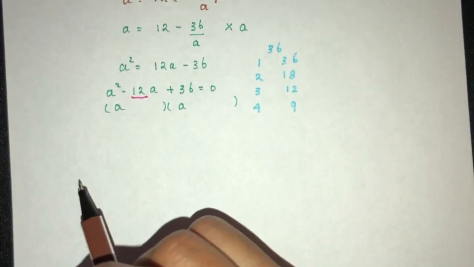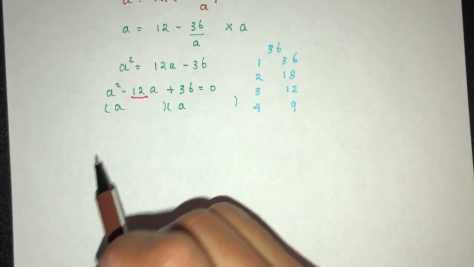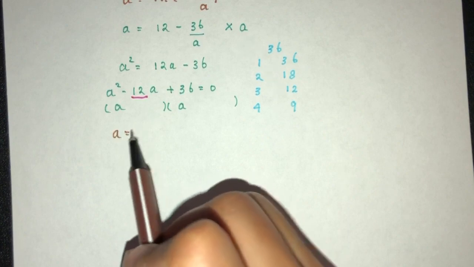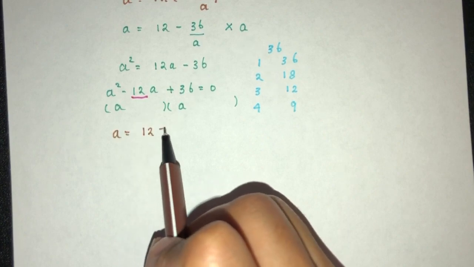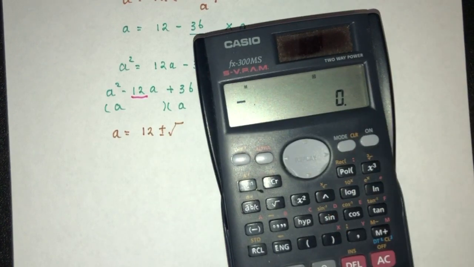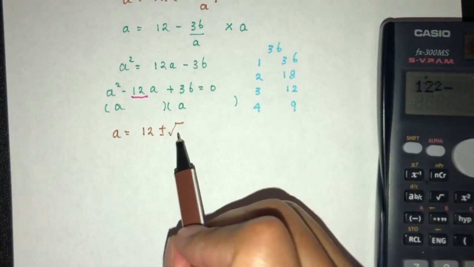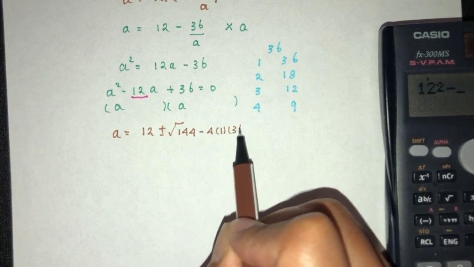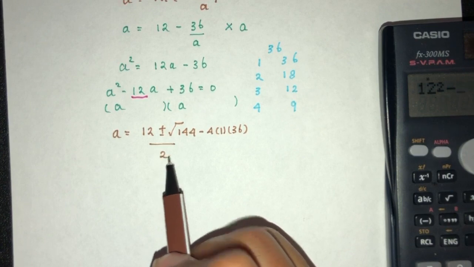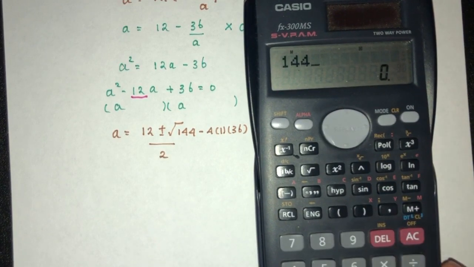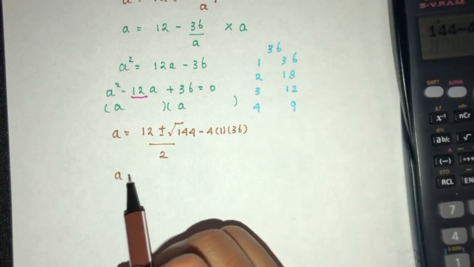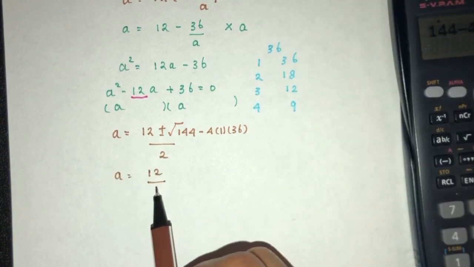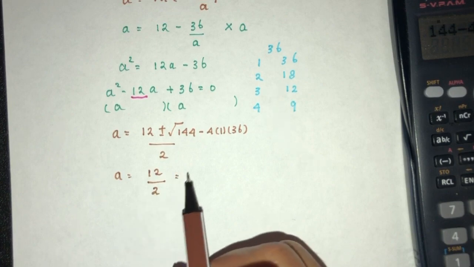So let me try to use the formula to see what happens. So A has to be minus B plus or minus the square root of B squared, which is 12 squared, 144, minus 4 times A times C, divided by 2A, which will be 2. So 144 minus 4 times 36 should be 0. So your answer will be 12 over 2. That should be 6.